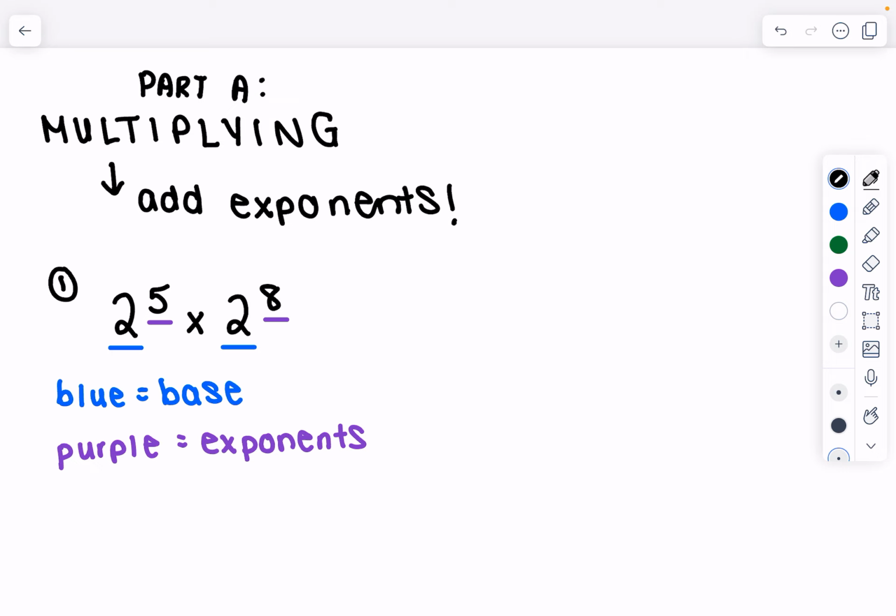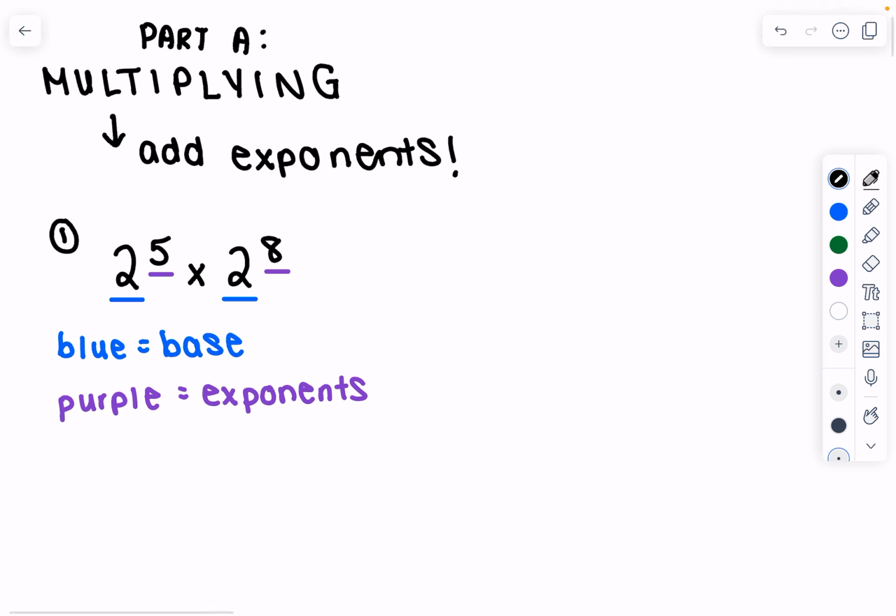So, in my opinion, all that sounds pretty abstract, I'm not going to lie. It's much easier with numbers, right? Or trying practice questions beside it. So, let's look at our first example. We have 2 to the power of 5 times 2 to the power of 8. I have kind of a color coding system going on here. I'm going to keep the bases as blue and the exponents as purple.